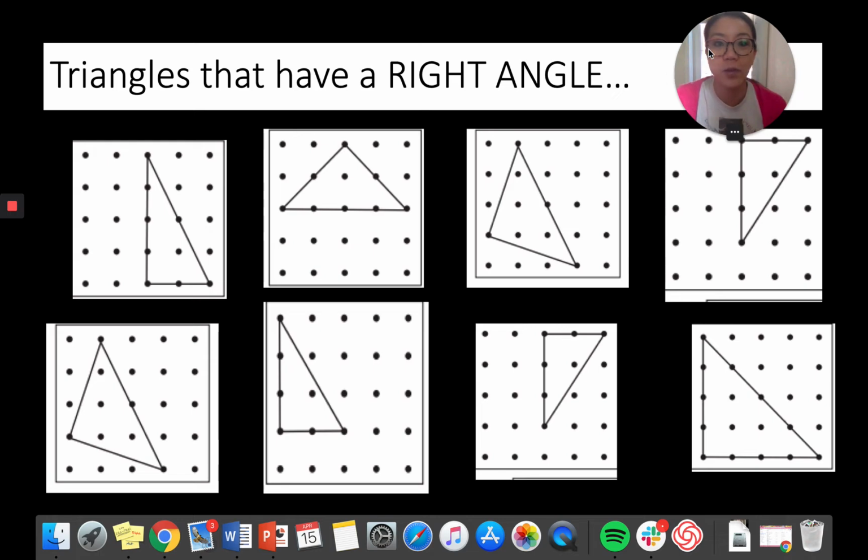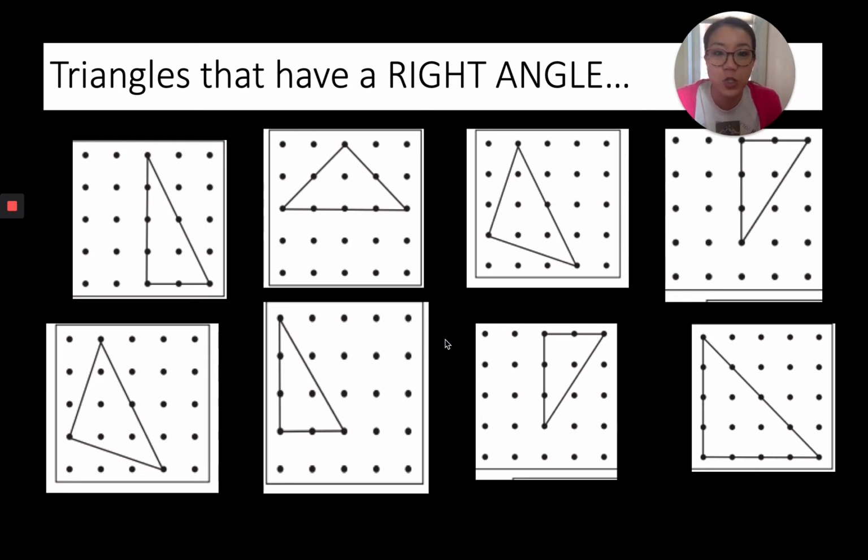So, triangles that have a right angle. Let's take a look here. Let's find some of the triangles that have a right angle. I want you to look at these 8 different pictures. Can you find the triangles that have a right angle? I'm going to give you a few seconds to take a look. Try to find them.